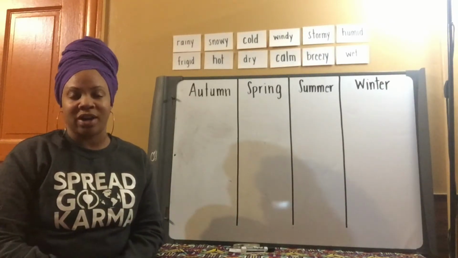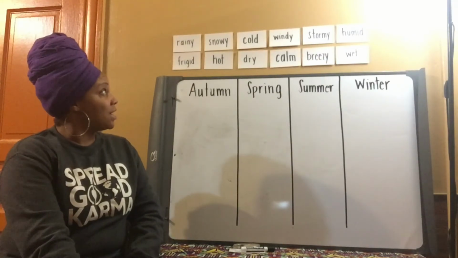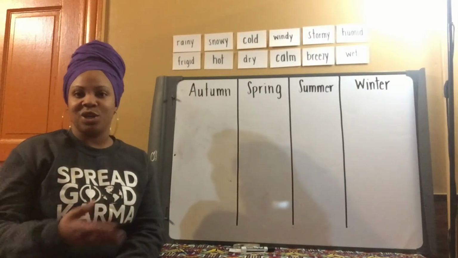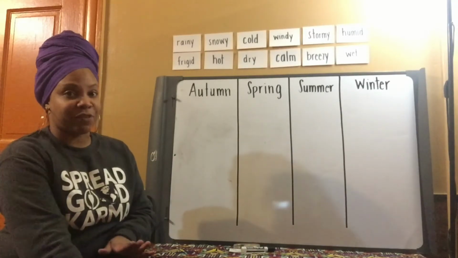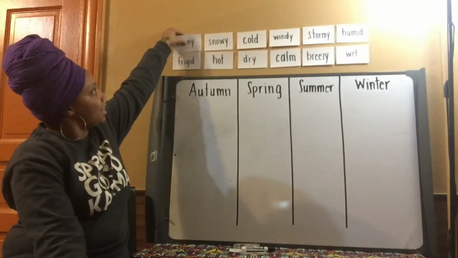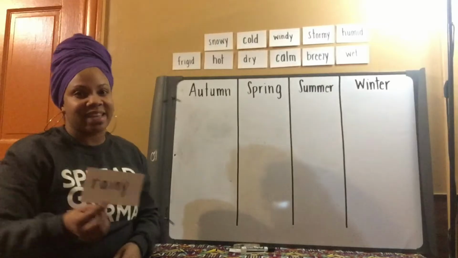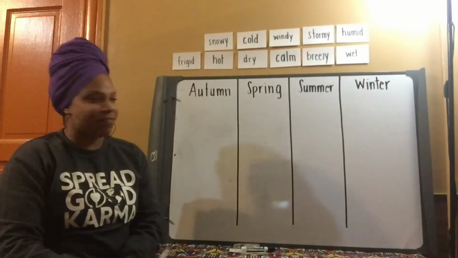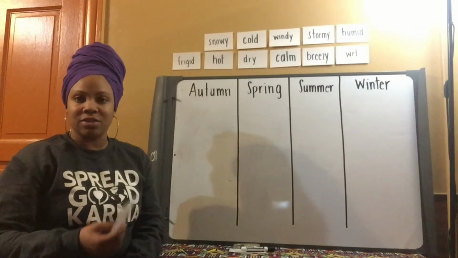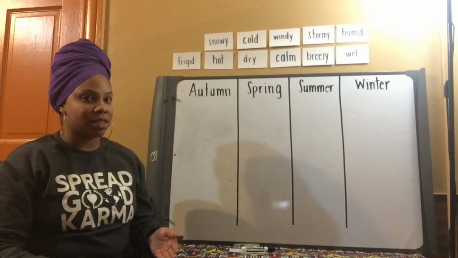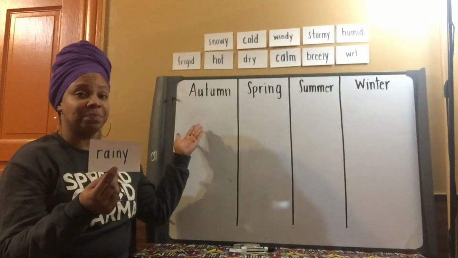add them to our top hat graphic organizer. So we're going to do the first 6 together, and then you will be responsible for sorting the last 6. Let's take a look at the first adjective. The first adjective says rainy. Where does this adjective best fit? Does it fit with autumn, spring, summer, or winter? If we describe the weather during these 4 seasons, which one might we use rainy? What do you think? Is it autumn? Clap twice.